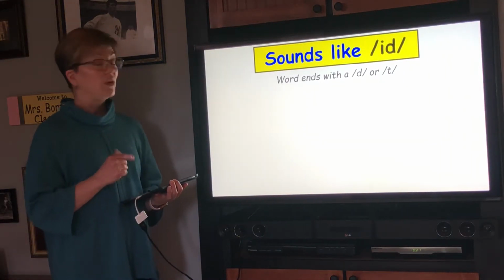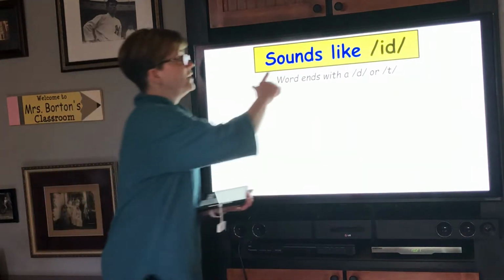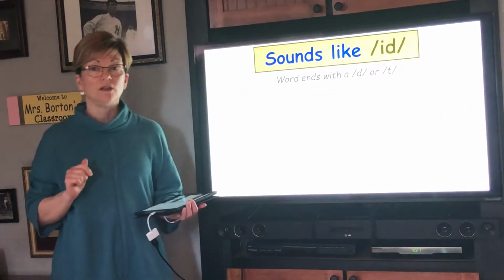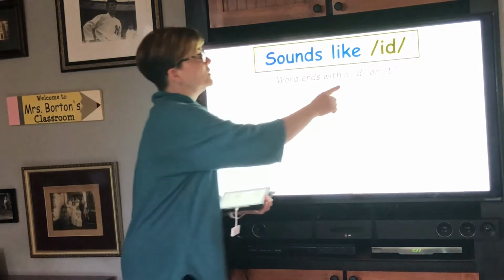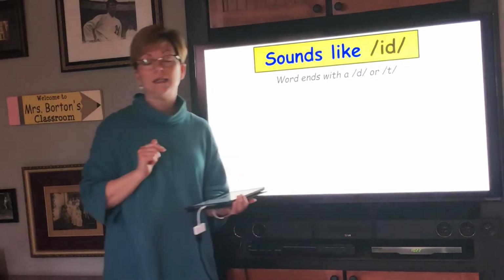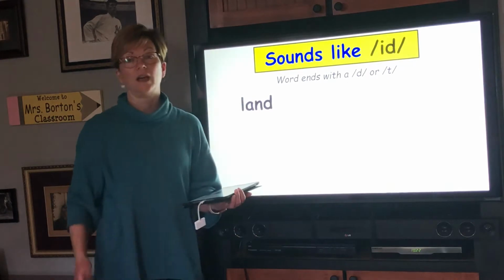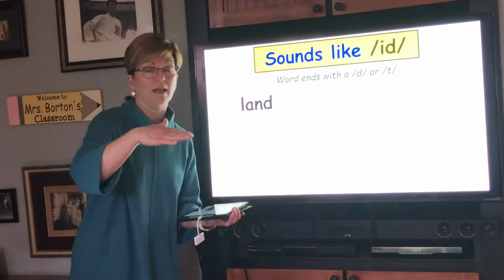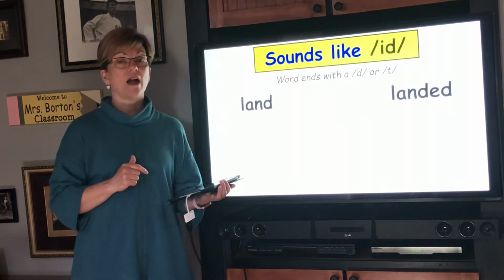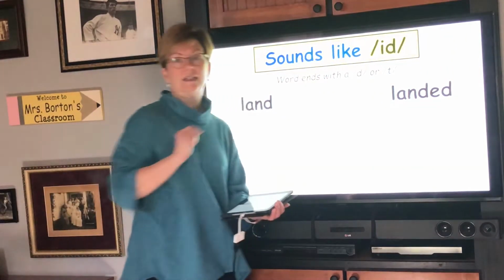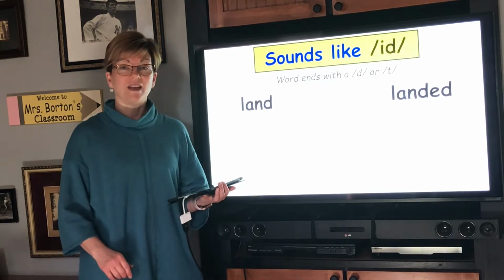All right, so we talked about there are three ways to make this sound, and let's start with the first sound. If it sounds like id at the end of your base word, you're going to hear that sound when a word ends with a d, duh, or a t, t. So let's take a look at some of those words. Here's an action word. I could land in the airplane, so I could land right now, but yesterday I might have landed. Did you hear that id sound? Landed. I landed in the airplane.